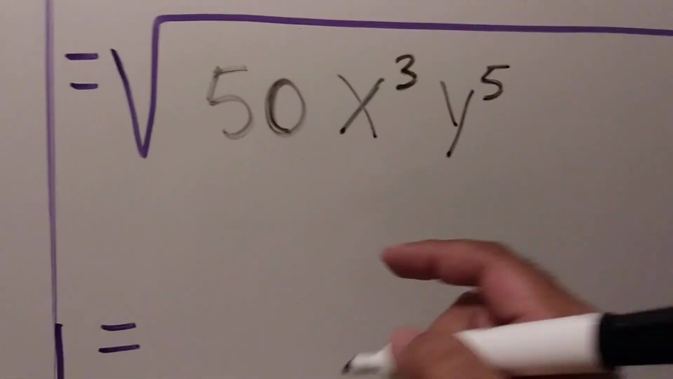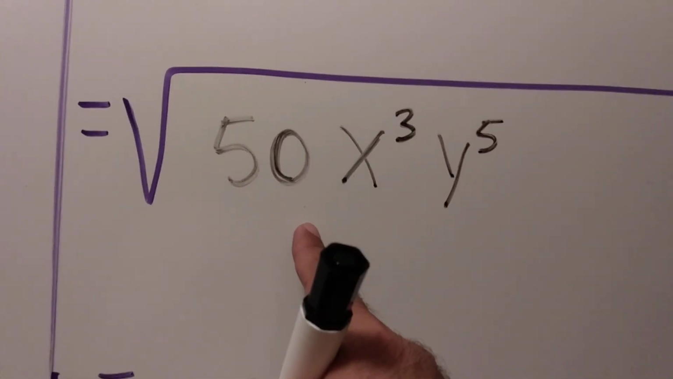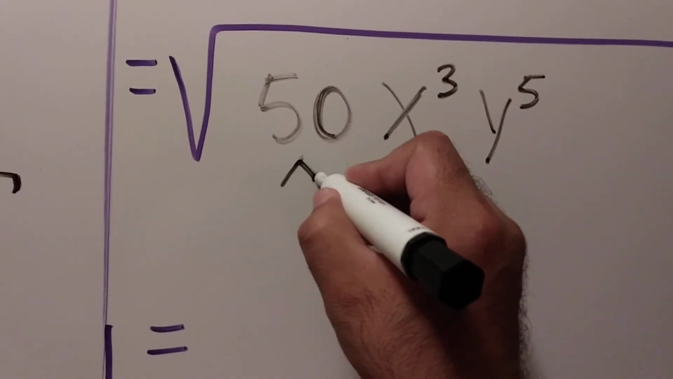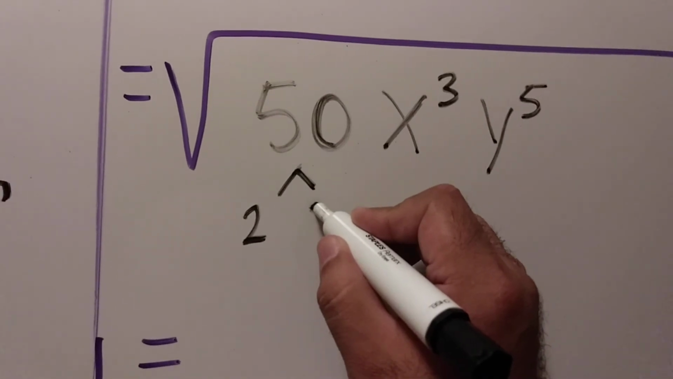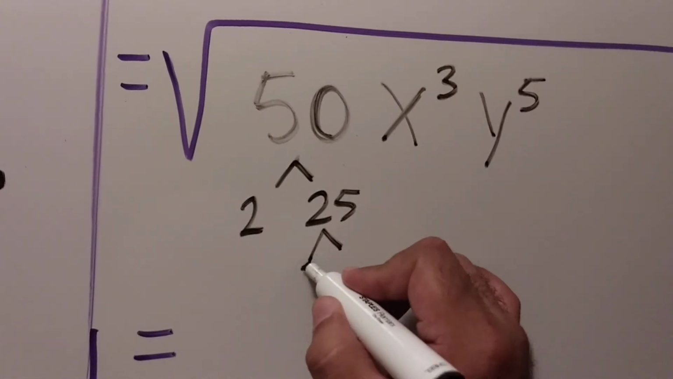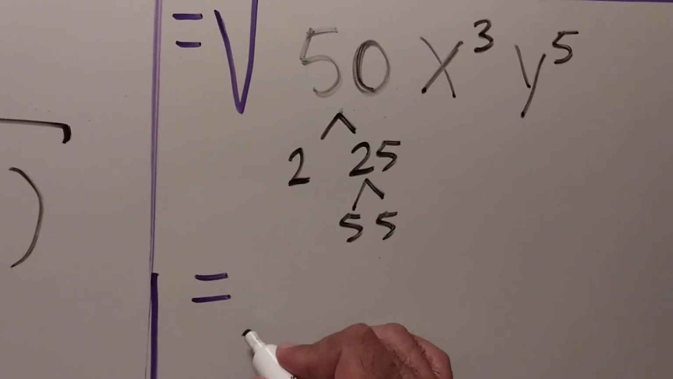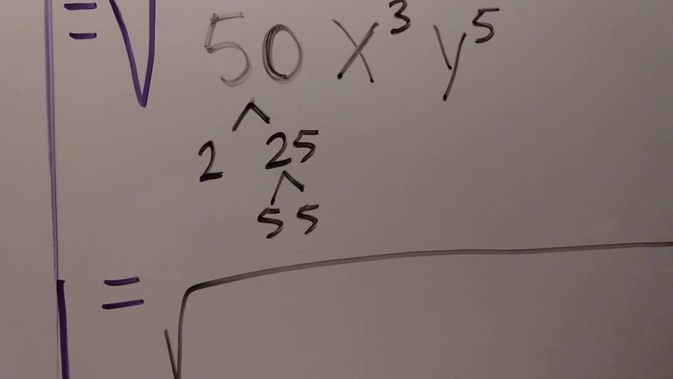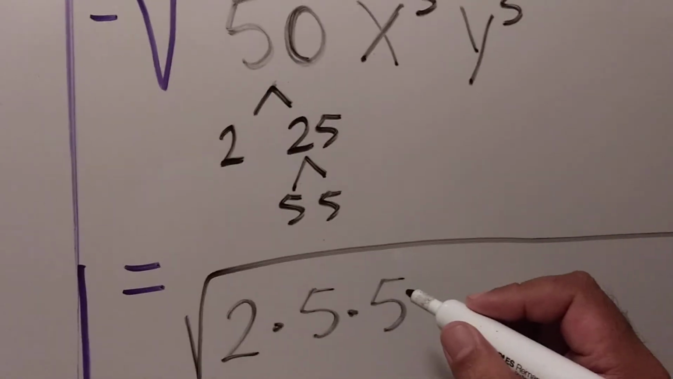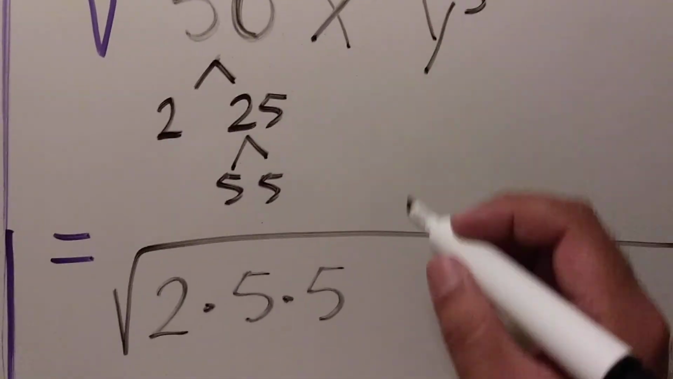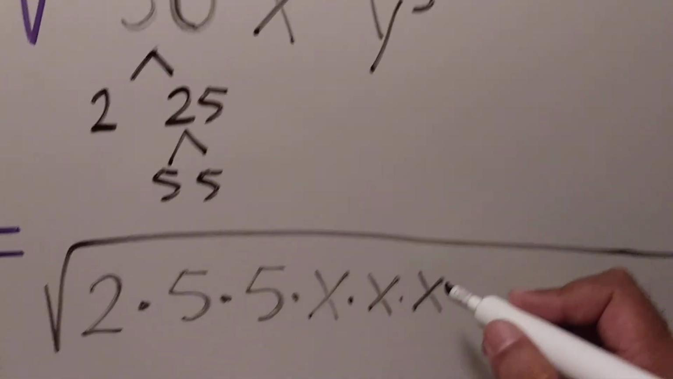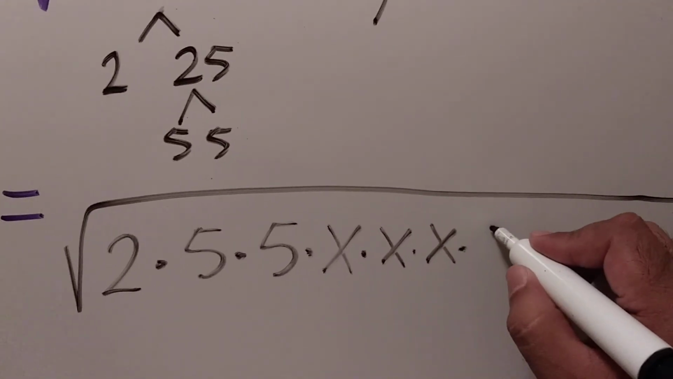Now we need to simplify the square root here. So here what we can do is the following. Look, 2 times 25 gives us 50, right? And then this is 5 times 5. So inside of our square root we're going to have 2 times 5 times 5. Here we're going to have 3 x's, right? 1, 2, 3. And we have 5 y's, so we'll just expand it here.